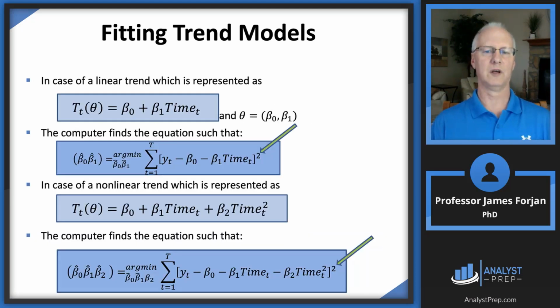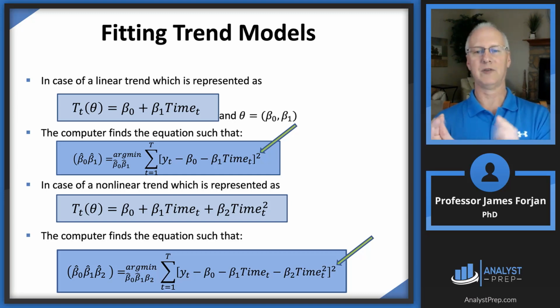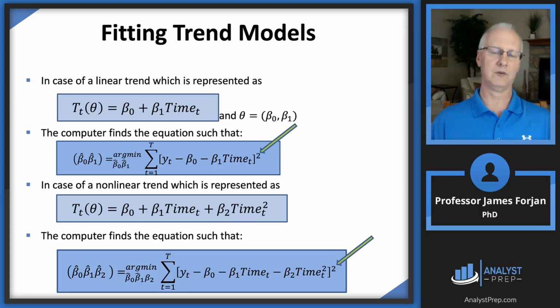So here's just a quick slide about what this means, what the software does. If we have just our regular model that I introduced in one of those very first slides, the software is going to find the equation that minimizes, right? Let's look inside those brackets. Y_t, that's just the actual value, minus the estimated value, and then you square it, and then you go from t equals 1 all the way to T, and you find beta 0 hat and beta 1 hat that minimize that relationship. It does the same thing with the nonlinear trend there at the bottom.